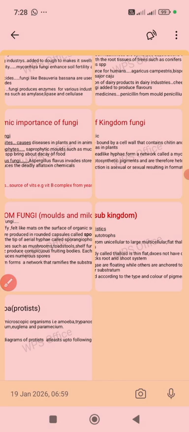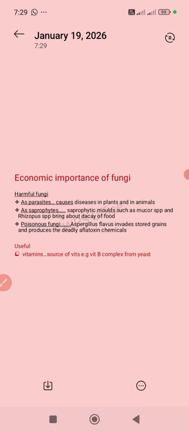Let us now move to the economic importance of kingdom fungi. We want to start with the harmful ones, those fungi which are harmful. Number one is as parasites. Most of these members are parasites. Some parasitic fungi cause diseases in plants and animals.